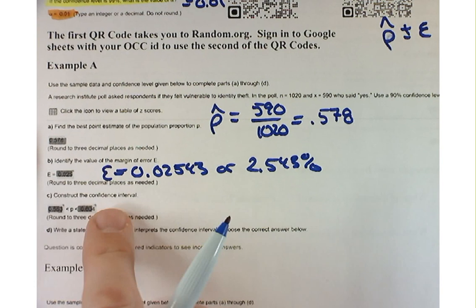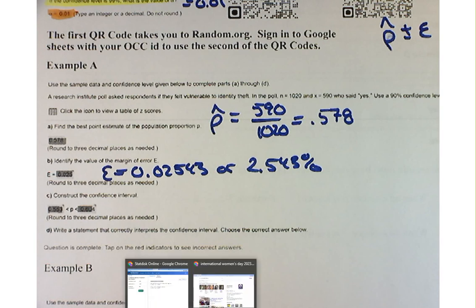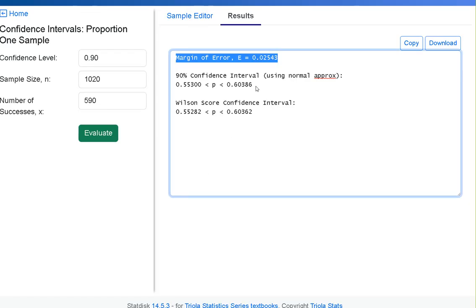Construct the confidence interval. Well, all right, let's do that. Actually, let's let StatDisk do that. And that's between 0.5530 and 0.6039. So 0.5530 is less than p is less than 0.6039.